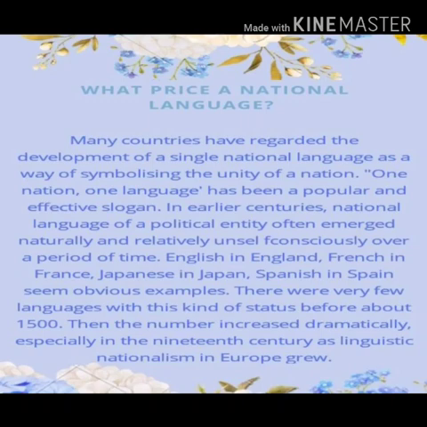In earlier centuries, the national language of a political entity often emerged naturally and relatively unconsciously over a period of time. English in England, French in France, Japanese in Japan, Spanish in Spain seem obvious examples. There were very few languages with this kind of status before about 1500. Then the number increased dramatically, especially in the 19th century as linguistic nationalism in Europe grew.